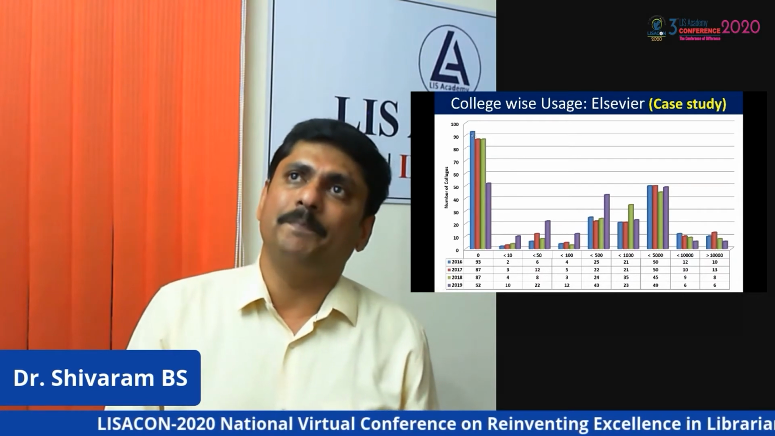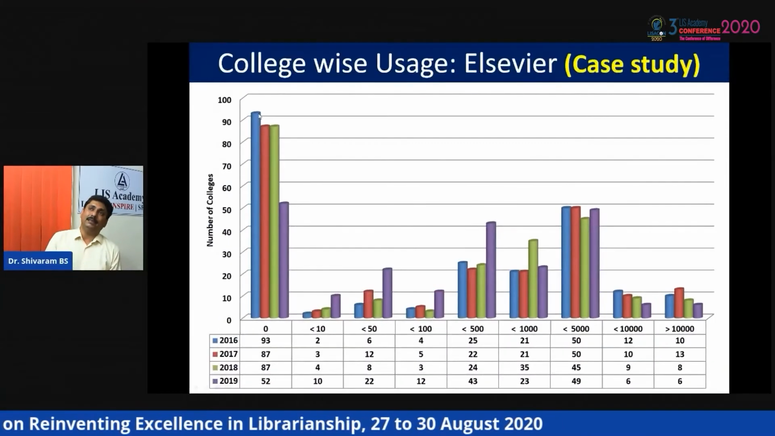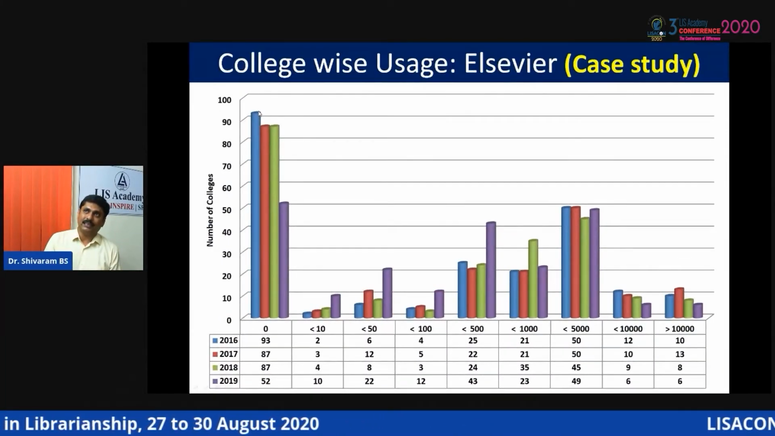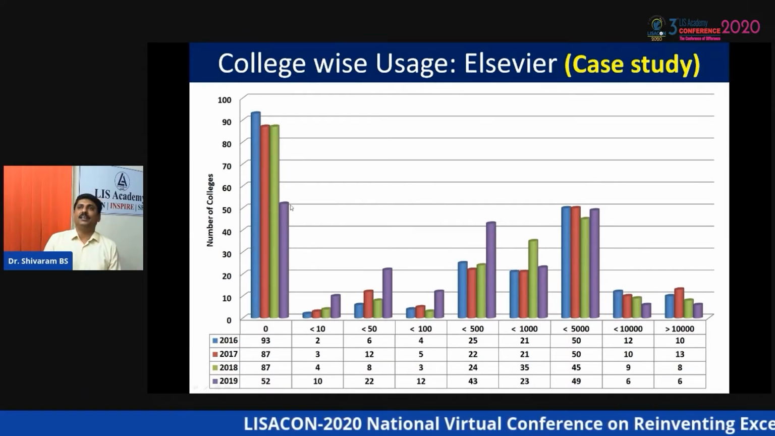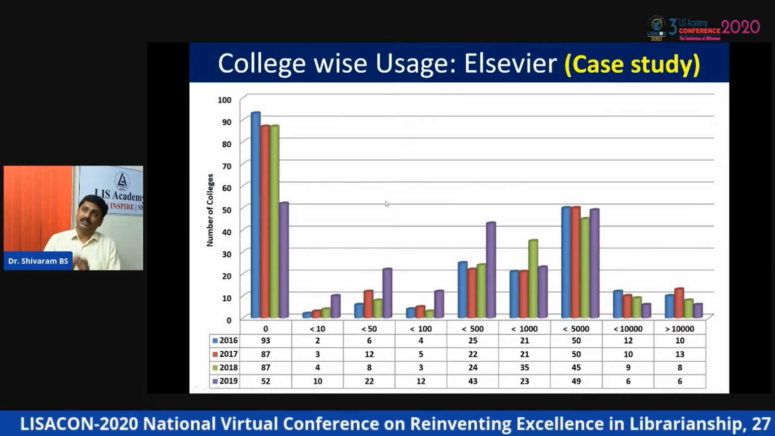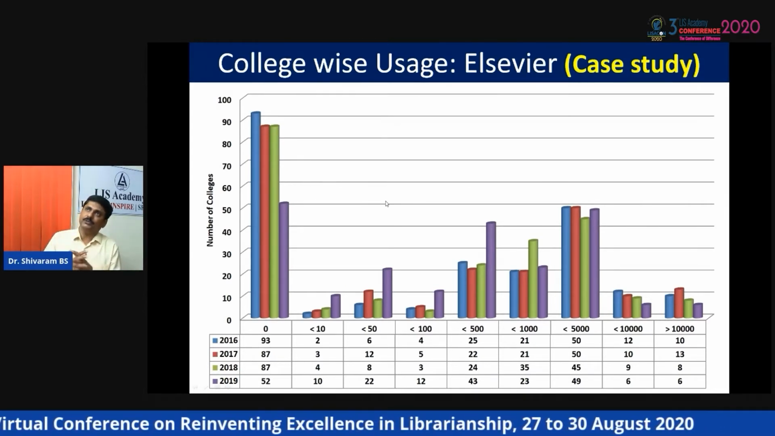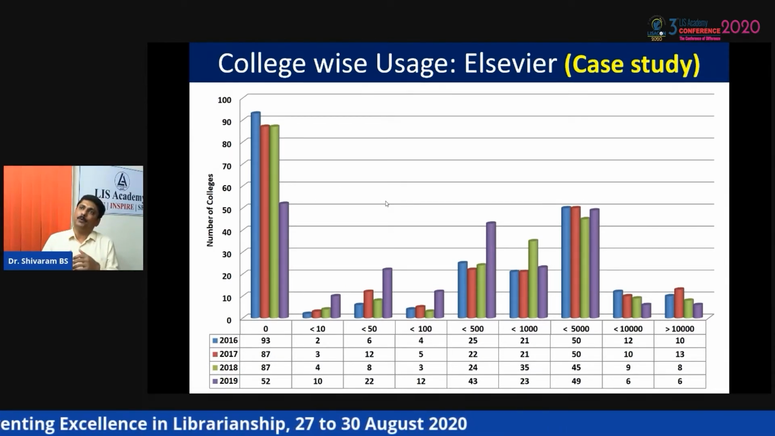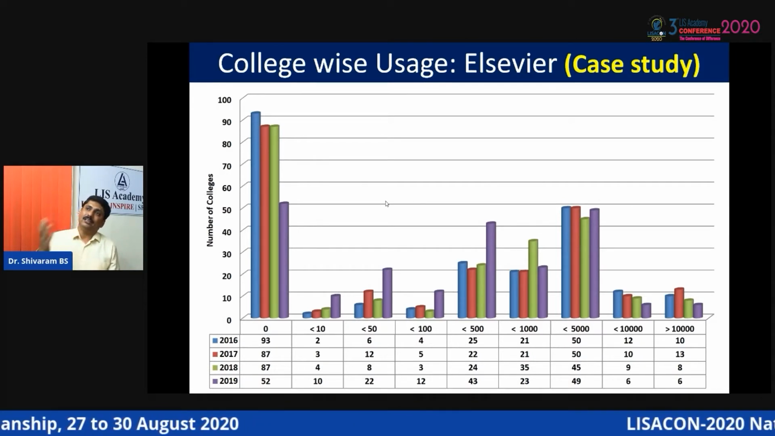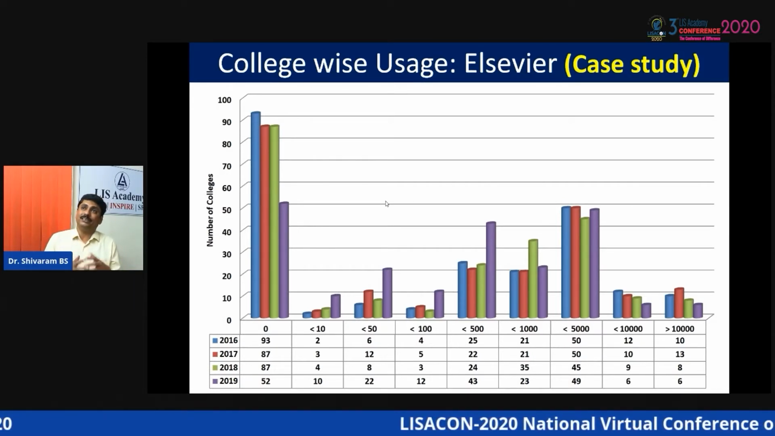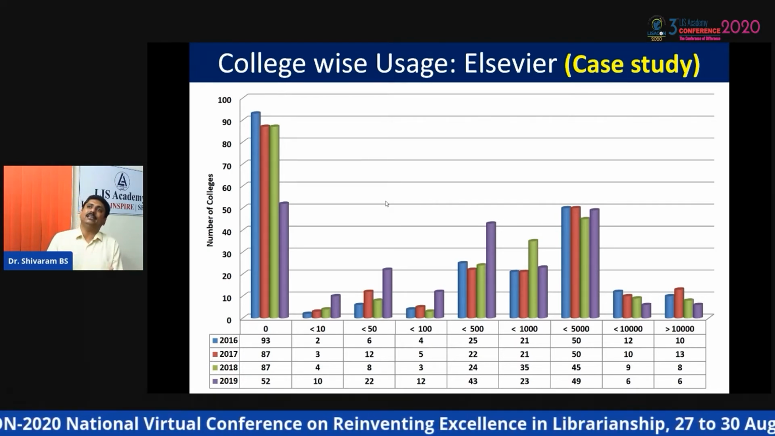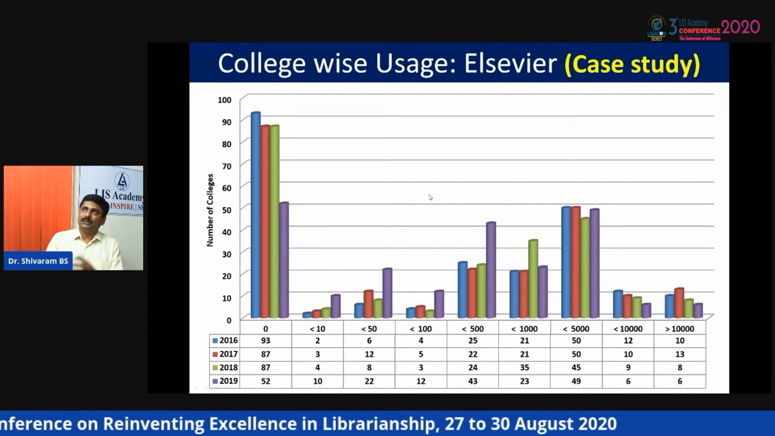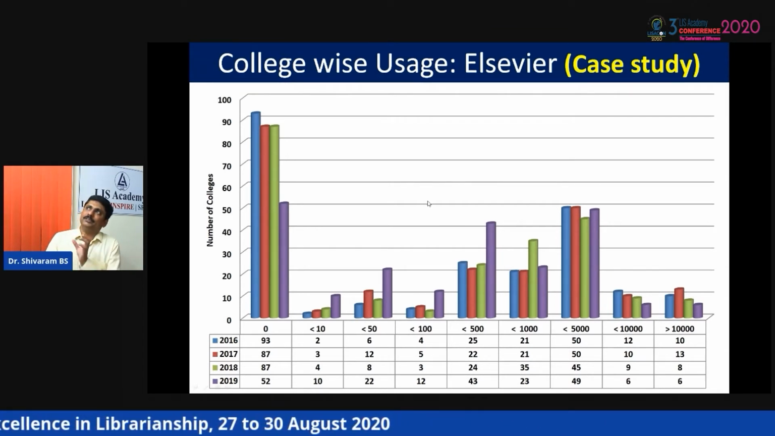But still, as far as Elsevier is concerned, in 2016 there were 90 plus colleges which were not accessing Elsevier content. It has gradually reduced. Now in 2019, only 50 colleges have not accessed Elsevier content. So this is how we look at college-wise usage. From this insight, we approach that particular college, and the consortium asks them what the real problem is, why the usage is less, and whether they have any technical issues, which will be sorted out. So this is how this parameter helps the consortium too.